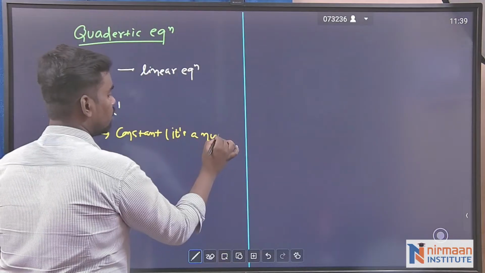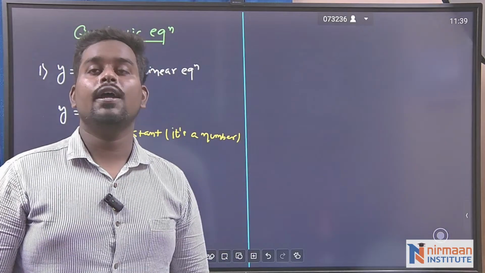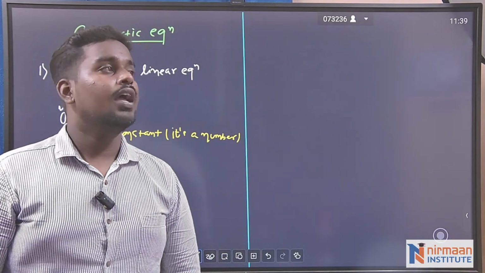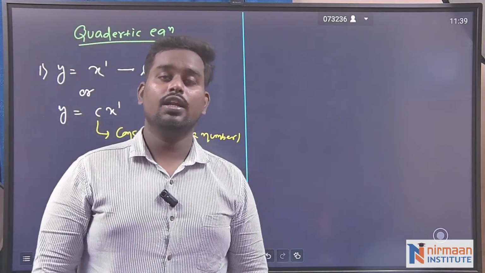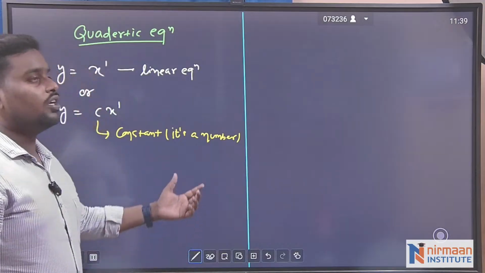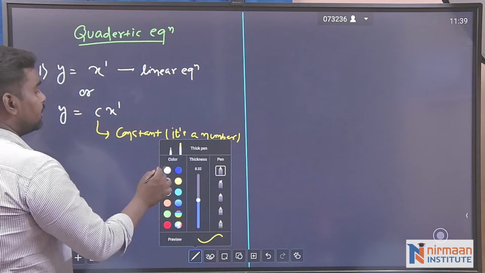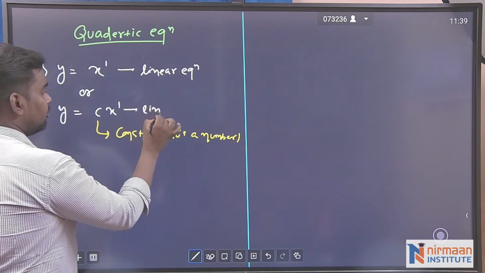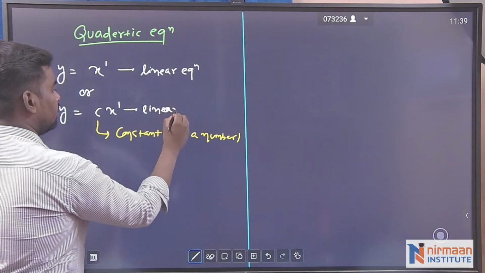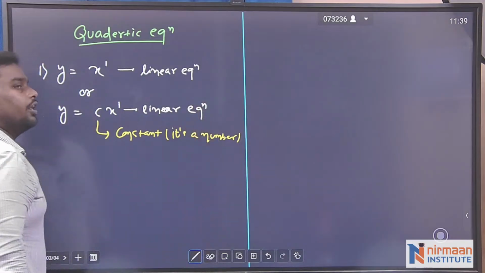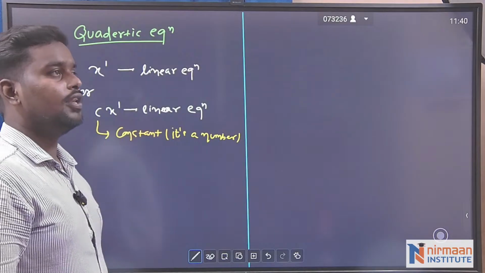I told you there are two kinds of constants: constant with unit and dimension, and constant with no dimension. Constant with no dimension means they are numbers, like 1, 2, 3. So it is also called a linear equation. See, if you multiply with a constant, nothing will happen.